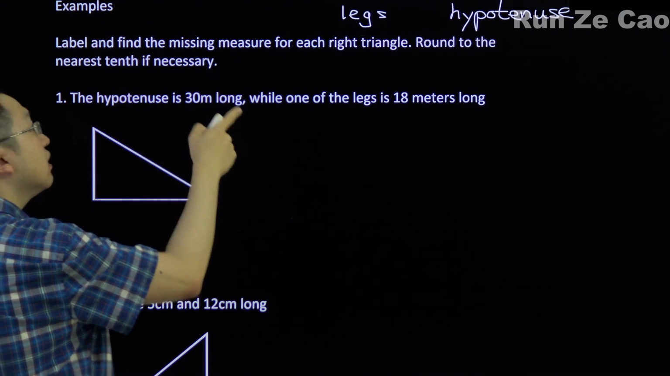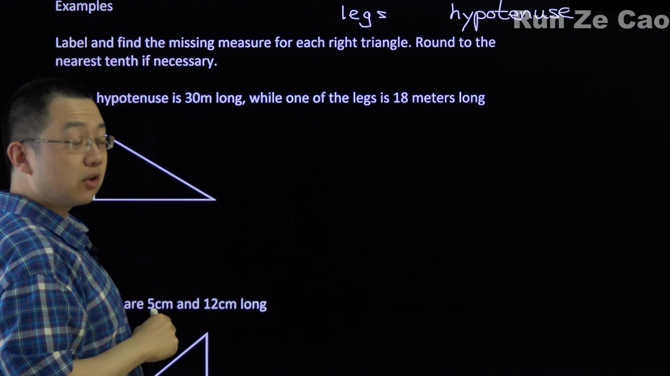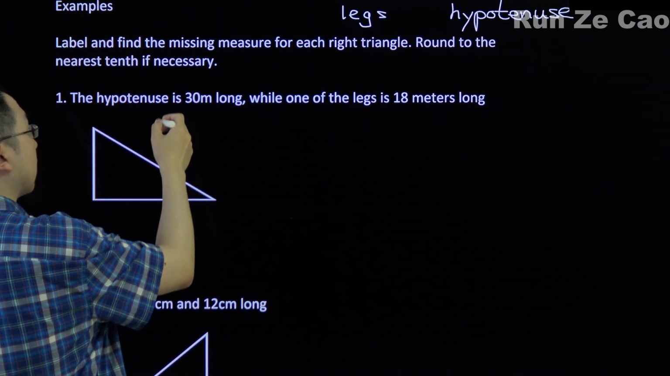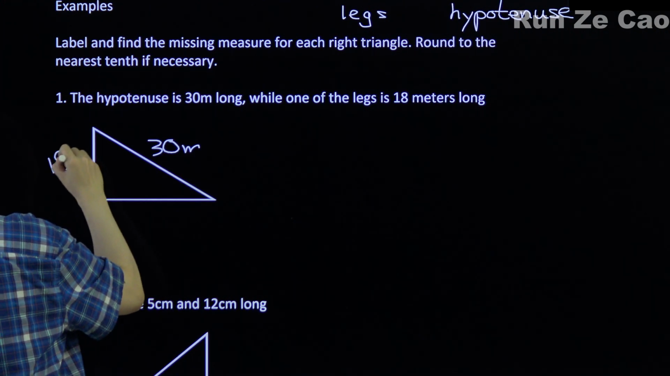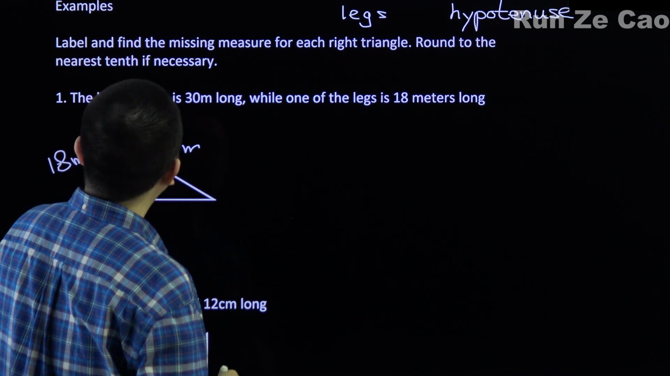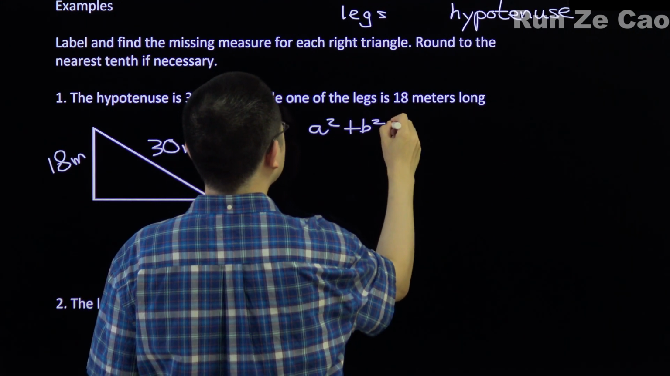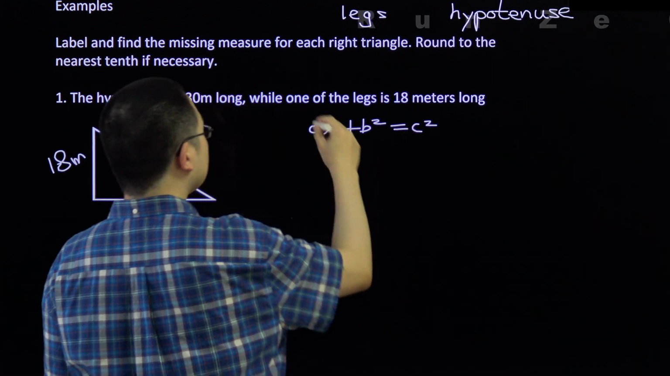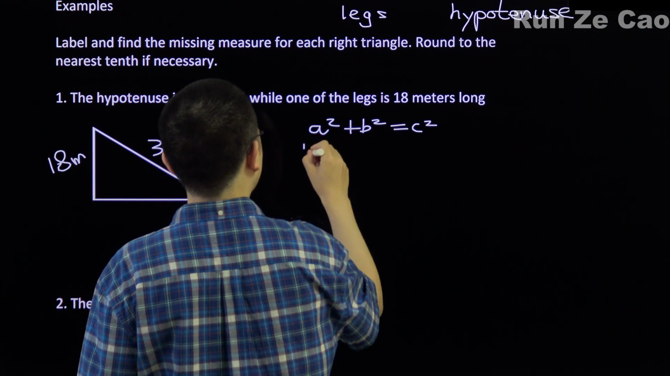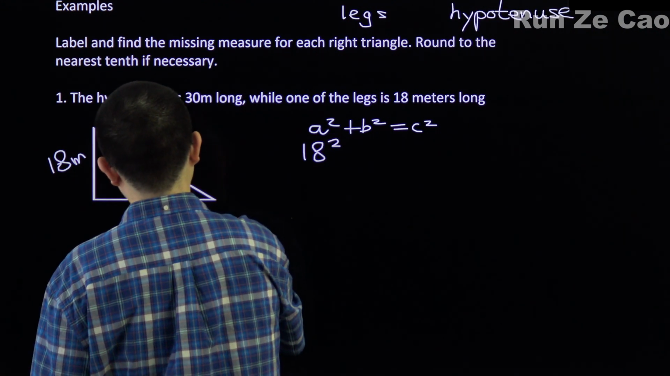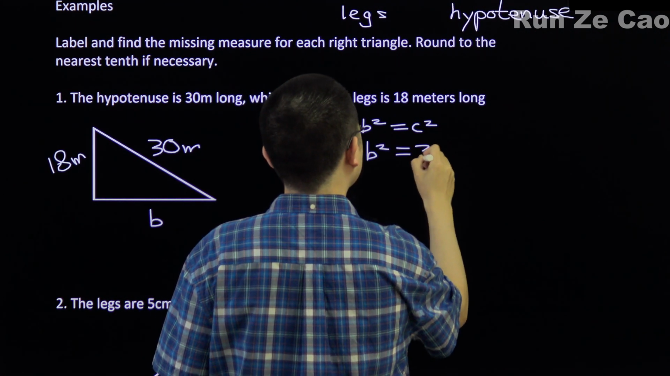Okay, we're supposed to label and find the missing measure for each of these right triangles. So that's why the diagram is left blank for us. Okay, then, let's do some labeling. Hypotenuse 30 meters. One of the legs is 18 meters long, and round to the nearest tenth if necessary. Well, a squared plus b squared equals c squared, or c equals square root of a squared plus b squared if you prefer. So, 18 squared, plus b squared, this is b, just unknown, is equal to 30 squared.